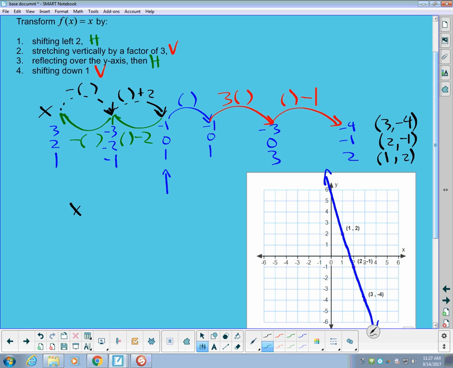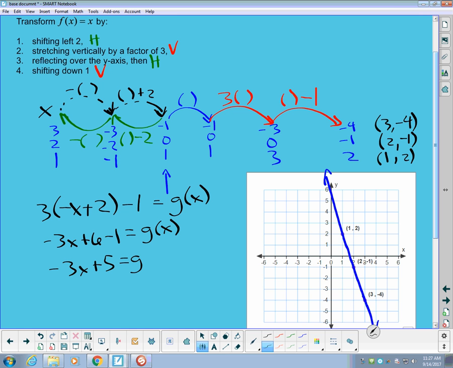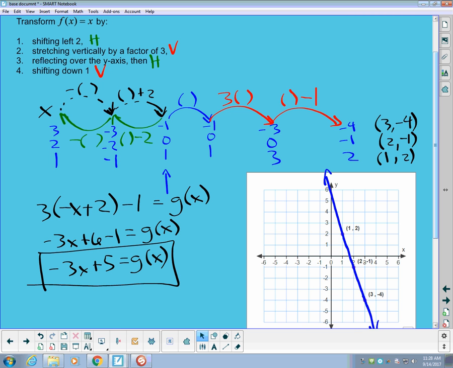I start with my x, I change the sign, add 2, throw some parentheses around that, multiply by 3, and subtract 1. That should be my new function. And if I can do a little distributive property here, -3x plus 6 minus 1 is g of x, or -3x plus 5 is g of x. And that is the equation of my transformed function. And that is how we use arrow diagrams and parent functions to perform transformations.